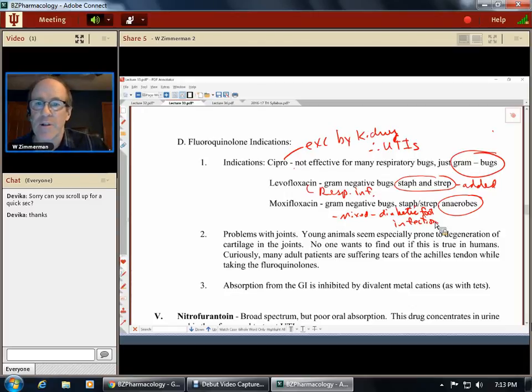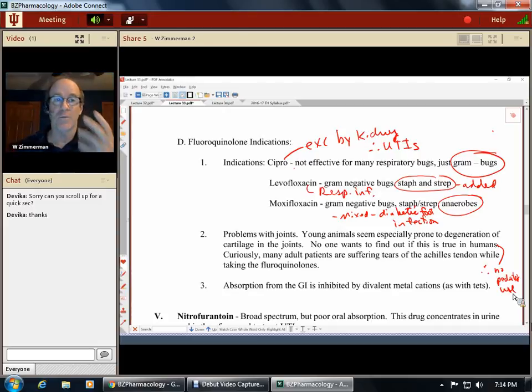I don't say that very clearly. The young animals were prone to degeneration. Nobody wants to find out if this is true in humans. Therefore, no pediatric use. It'd have to be an absolute must drug where you're saving the child's life to use one of these, because they will have problems with their joints. Even adult patients are suffering tears in the Achilles tendon while taking the fluoroquinolones.